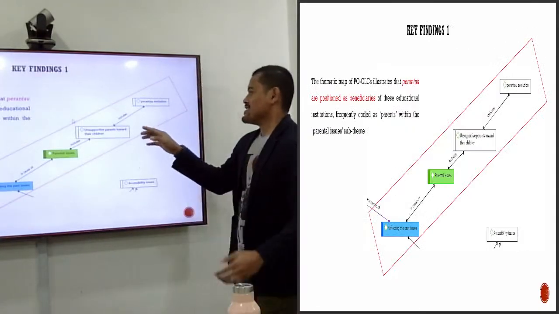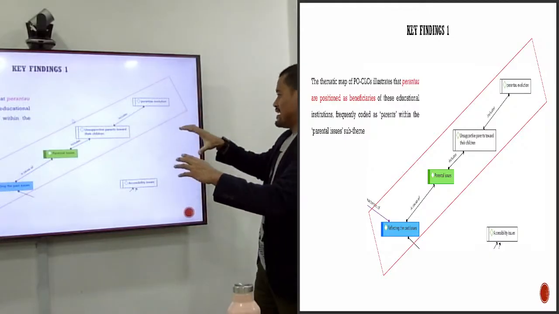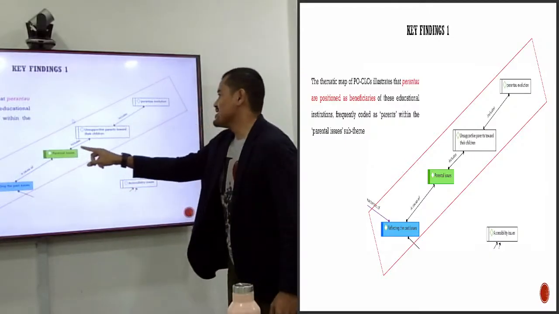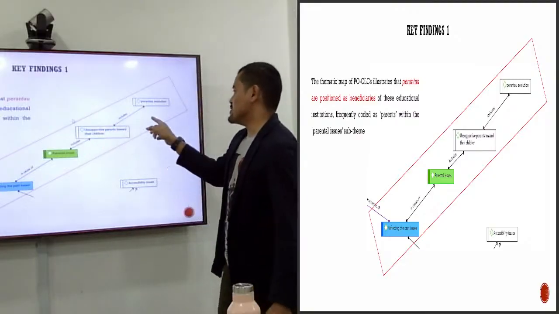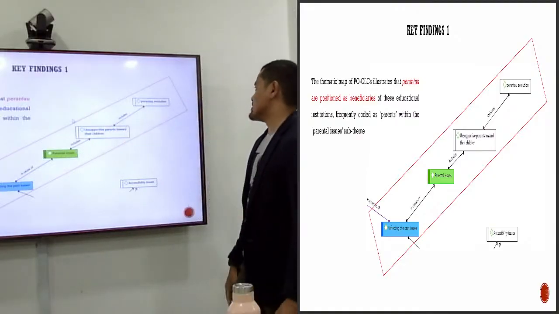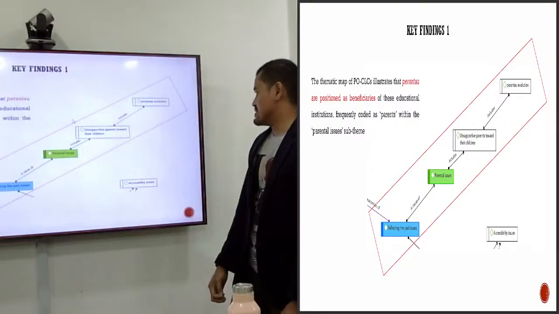Yeah, so this is the previous thematic map that I zoomed in so that you can see it clearly. This is the perantau in POCLC. You see that among the parental issues, there is the perantau evolution there.